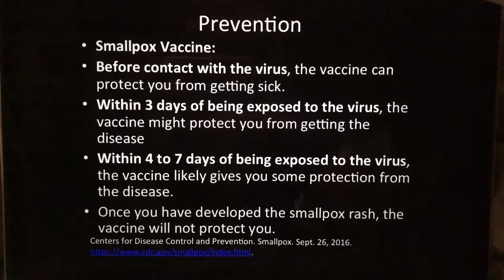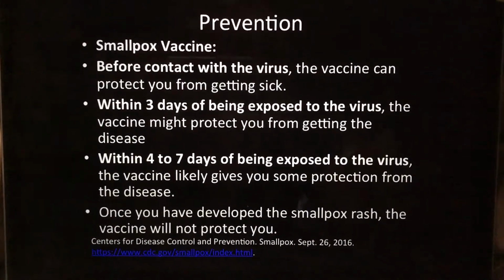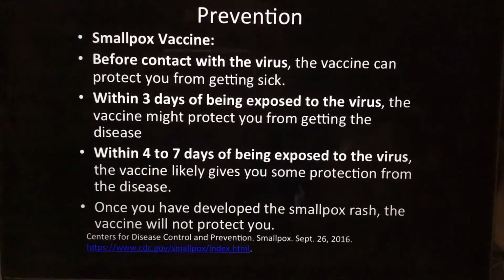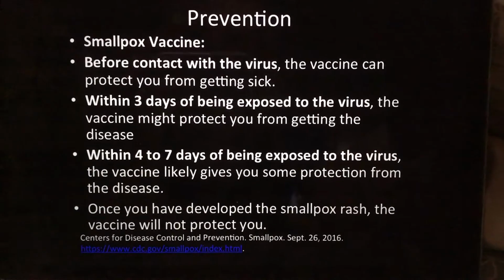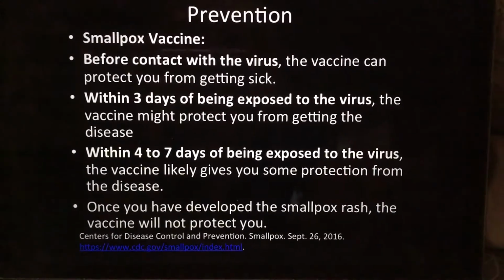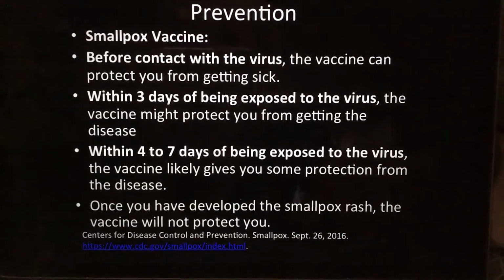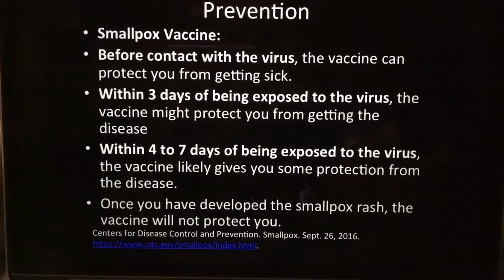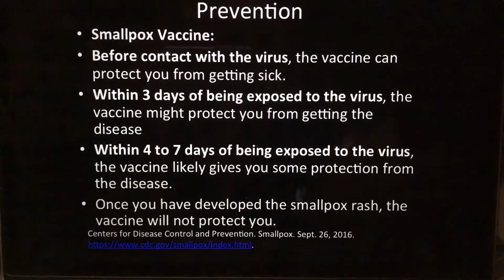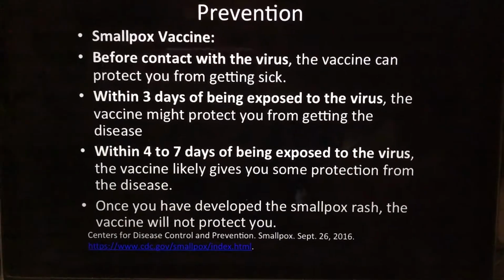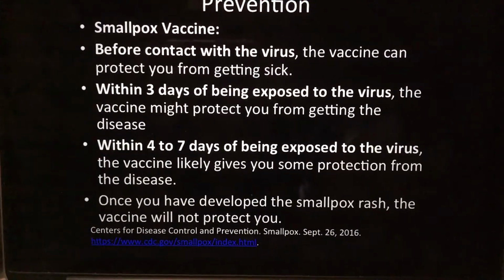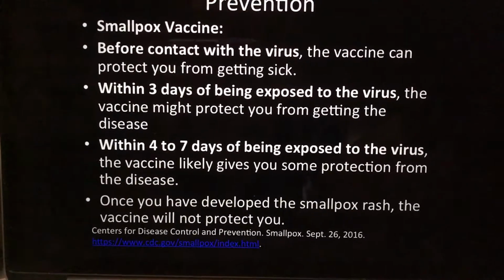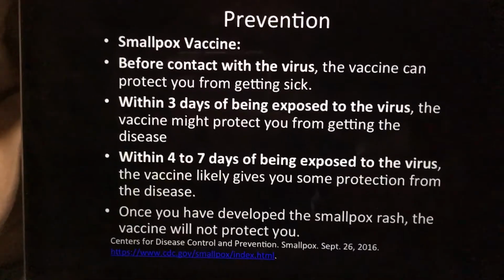There are some ways to prevent this disease, but like I said, it's been eradicated. There is the smallpox vaccine. Before a person becomes in contact with the virus, the vaccine can protect you from getting sick. Within 3 days of being exposed, so still in the incubation period, the vaccine might protect you from getting the disease. Within 4 to 7 days of being exposed to the virus, the vaccine likely gives you some protection from the disease. But once you have developed a rash, the vaccine will not protect you.